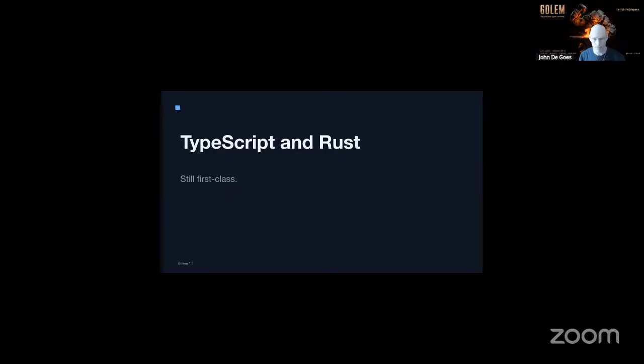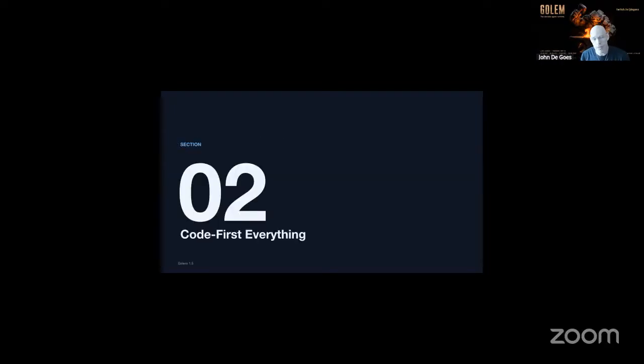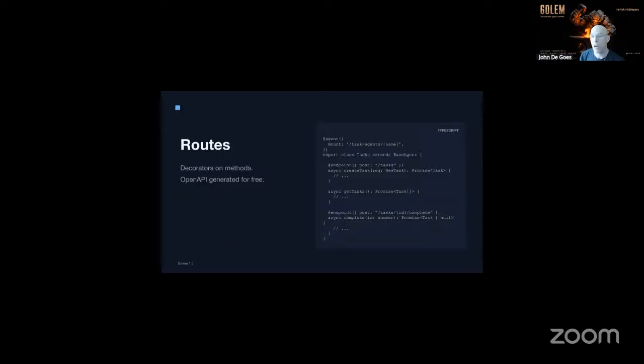Number 2, we've gone to code first everything. And that means code first routes. You no longer have to define your routes in a YAML file and use the Rib programming language, just directly inside your code. You just annotate where you want external endpoints, and you get the routes in our API gateway, Golem's API gateway, for free out of that. You can even generate OpenAPI docs from that in a declarative fashion.